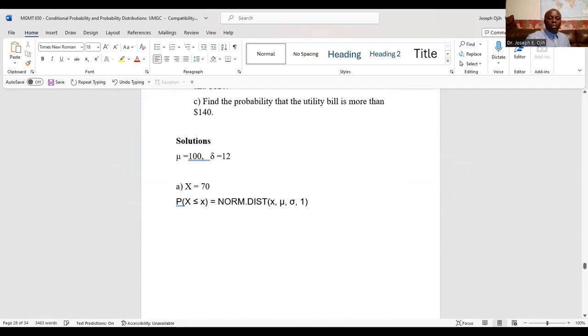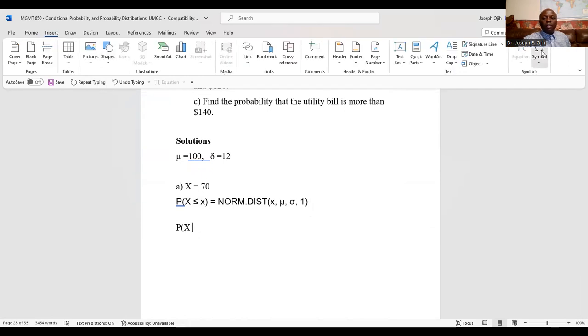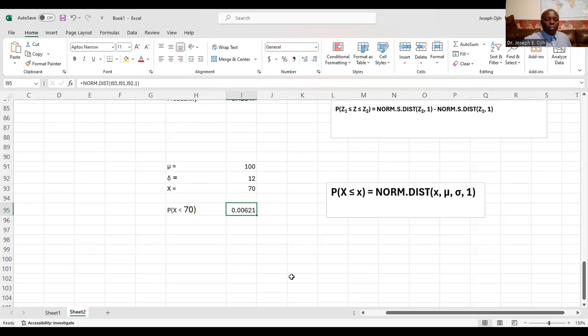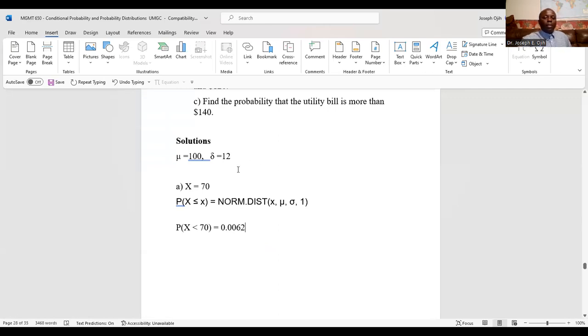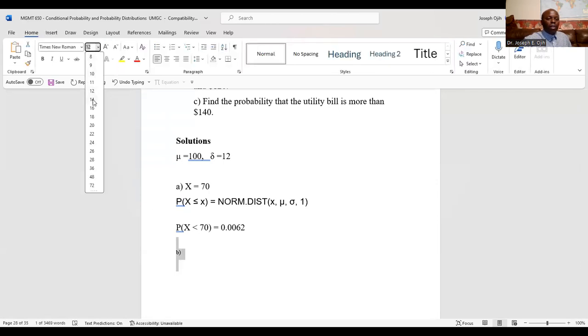We got the probability of P of X less than 90, right? Less than 90. We got the answer from the Excel as 0.0062. Right there. Now, for part B, which will be the last example we do tonight, I'll show you where the formulas are. You can just start applying them, and they will help you a lot.